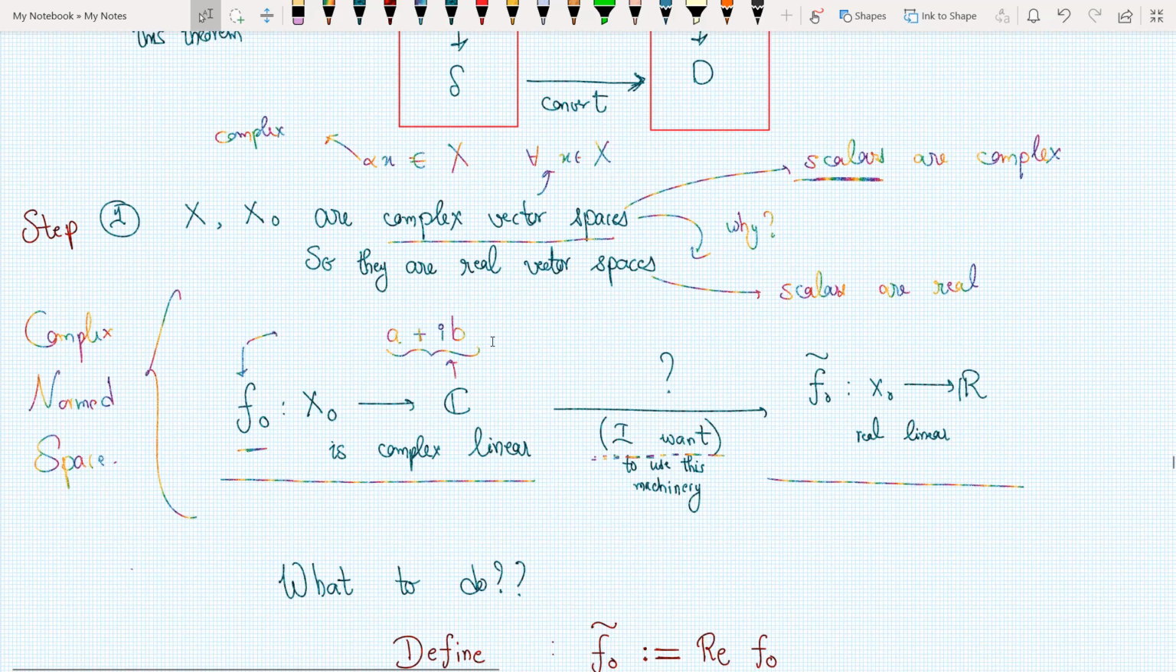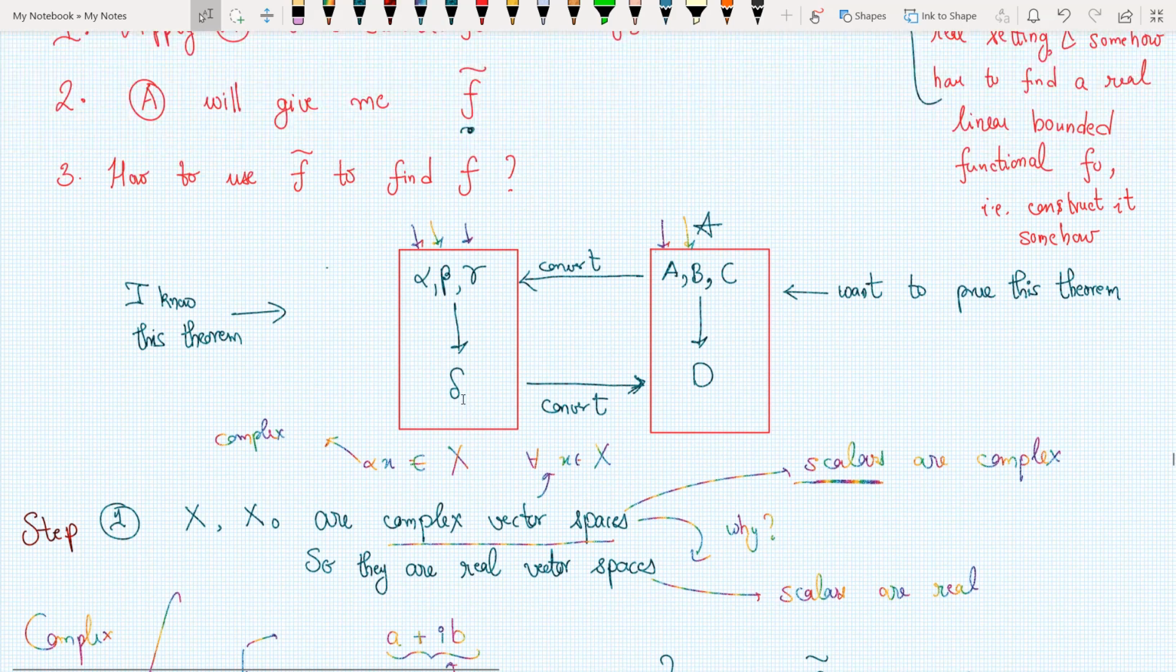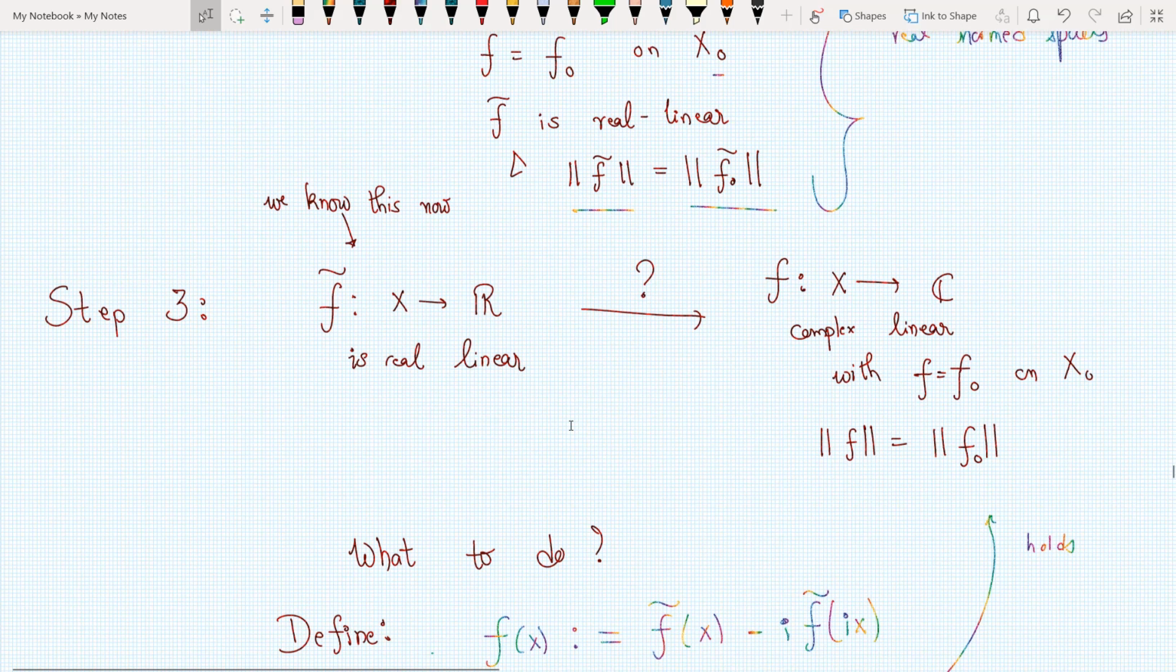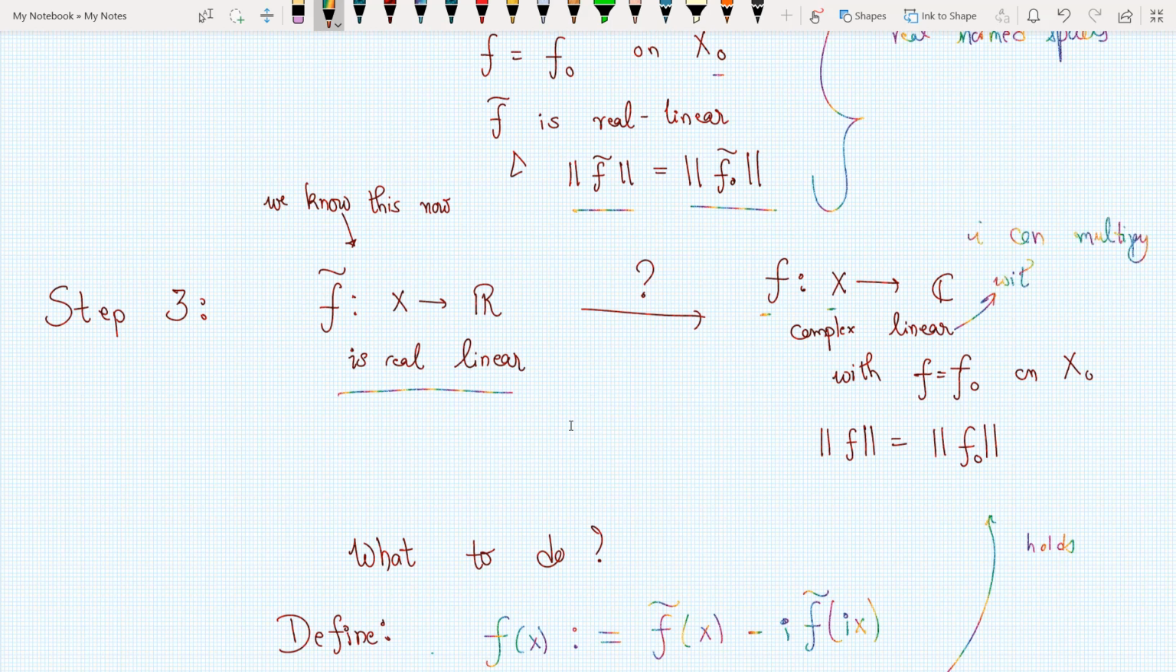You see? Now, what needs to be done next is, again, this f tilde needs to be converted into my setting for complex norm spaces. And how to do that? Let's check it now. So I have f tilde, which goes from x to R. It's real linear. But I want to convert it to an f, which goes from x to C. It's complex linear. What do I mean by complex linear? That I can multiply with complex scalars. So f is from x to C, complex linear, such that f equals f0 on x0, and the norms are equal. Now how to do this conversion back to my complex setting?